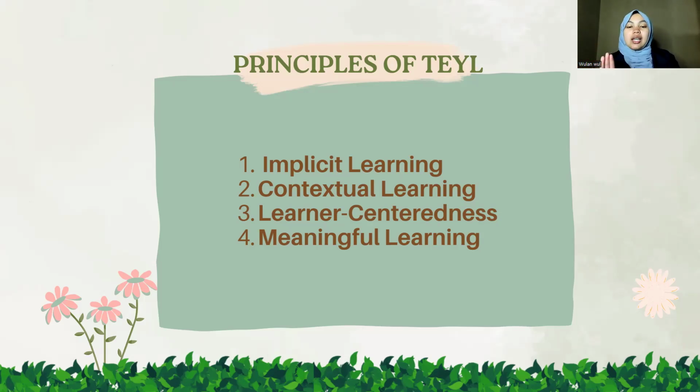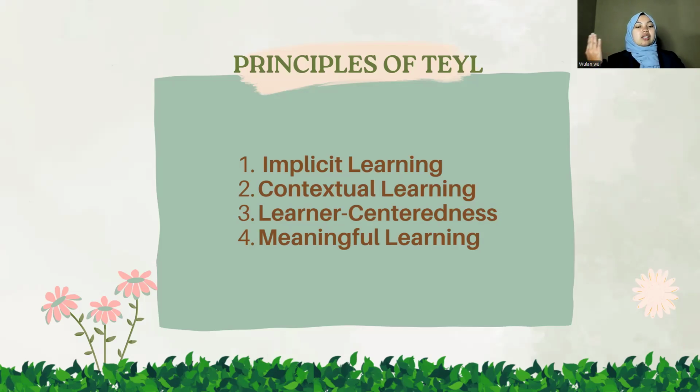For example, instead of simply memorizing food vocabulary, a student can practice ordering food through a role play activity. This makes learning more meaningful because they can imagine using English in everyday life. That is contextual learning. The third principle is learner centeredness. In this principle, students become active participants in the learning process rather than listening to long explanations.